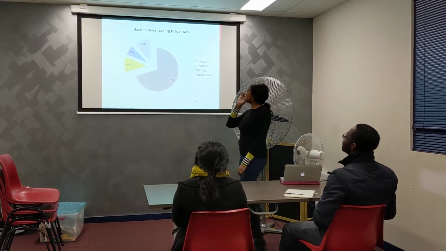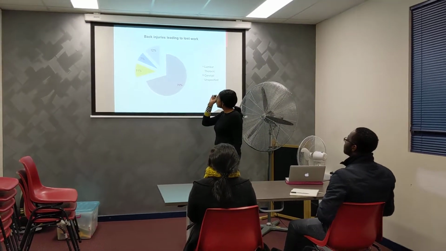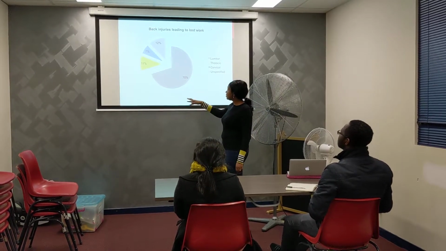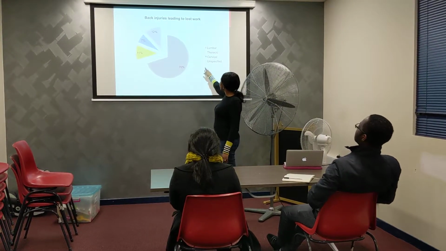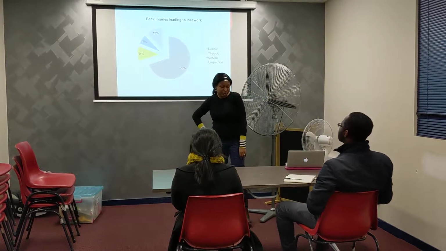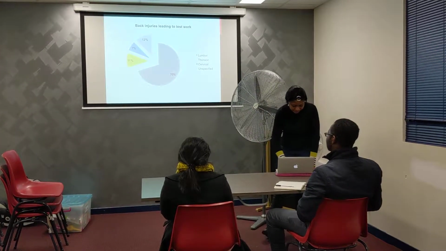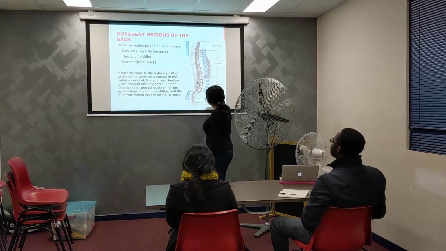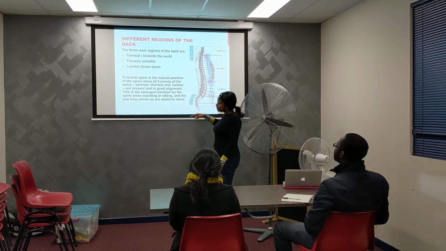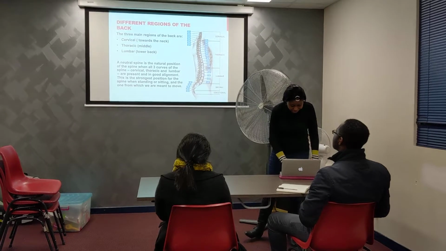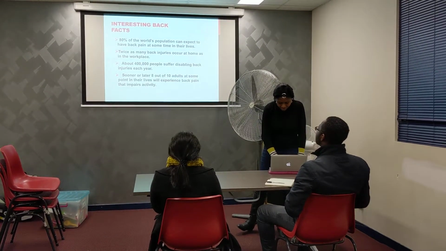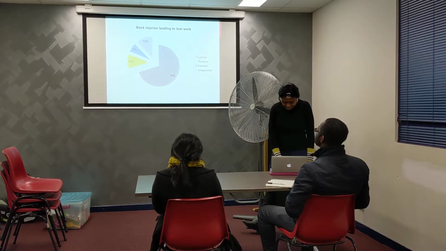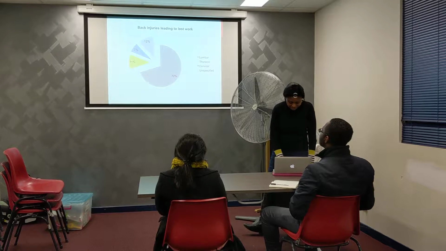This is the percentage of back injuries that lead to lost work. 70% of the back injuries that lead to lost work occur at the lumbar, which is the lower back. If you remember the picture I showed you in the beginning, this is the lumbar. So that tells us that's one of the places we need to guard.